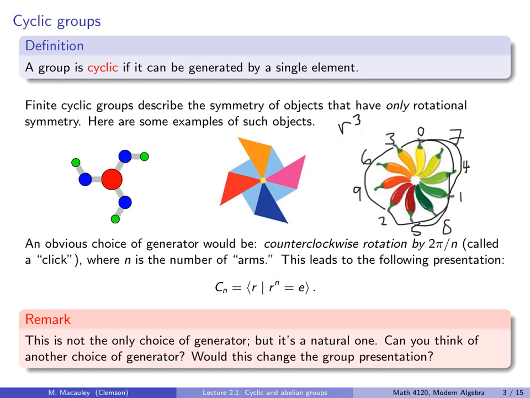So r cubed, a rotation of 2 pi over n times 3, actually generates all of these symmetries. But notice this also has the same presentation, because no matter what we call it, maybe we can call this thing big R, we get the presentation that C10 here is generated by big R, such that big R to the 10th is the identity.